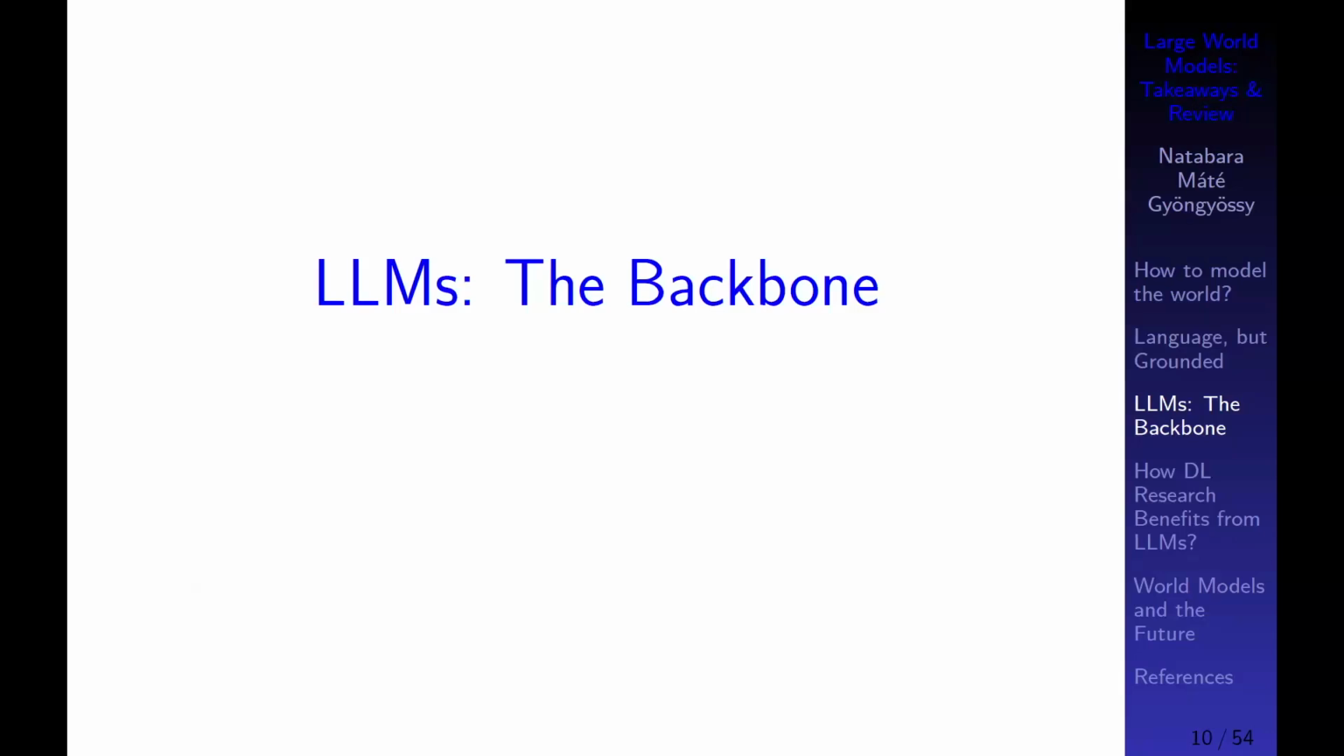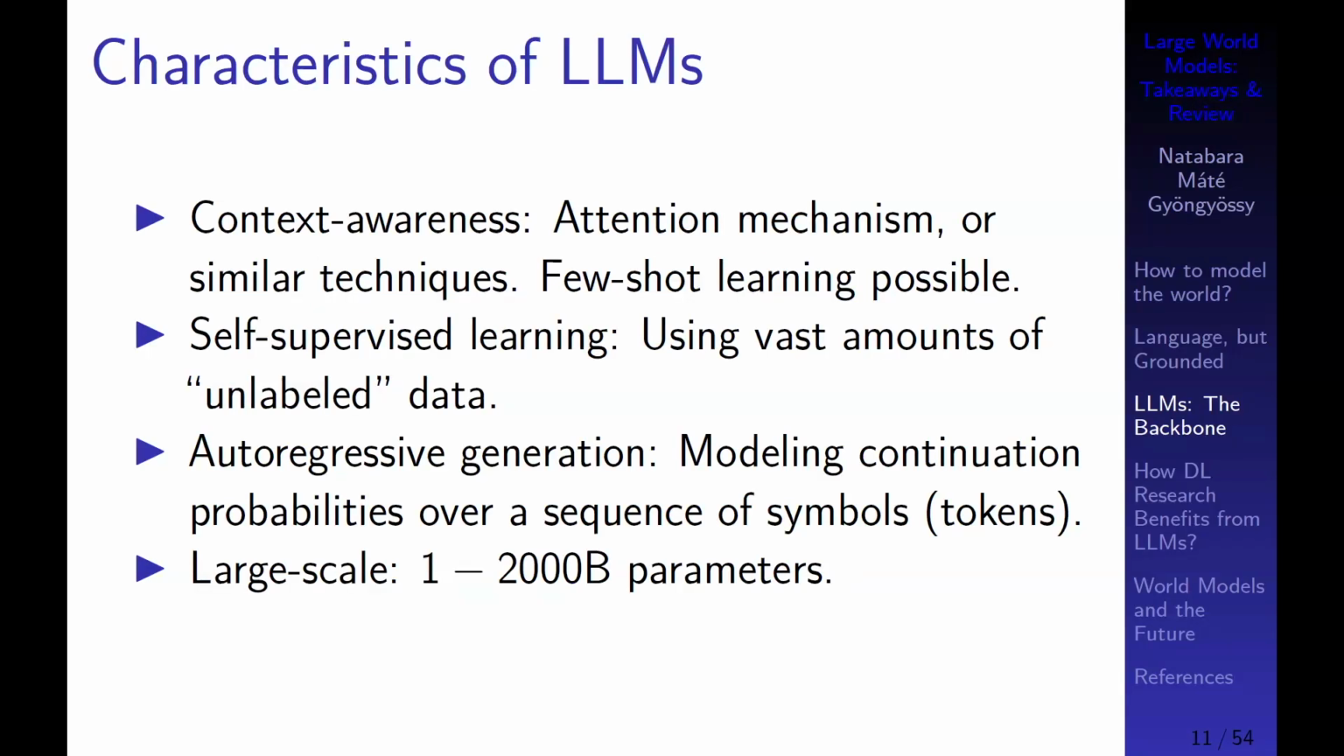So what is the backbone for large language models? We have a few key characteristics. They are context aware. This is likely related to the attention mechanism. Who has ever trained a transformer? Hands up, please. Okay, then I will go into the details of these transformers just a little bit.